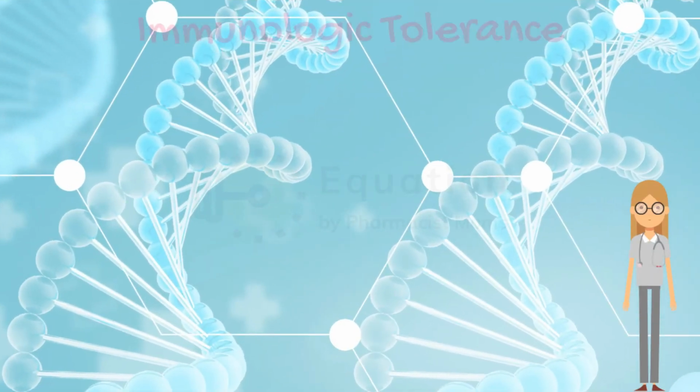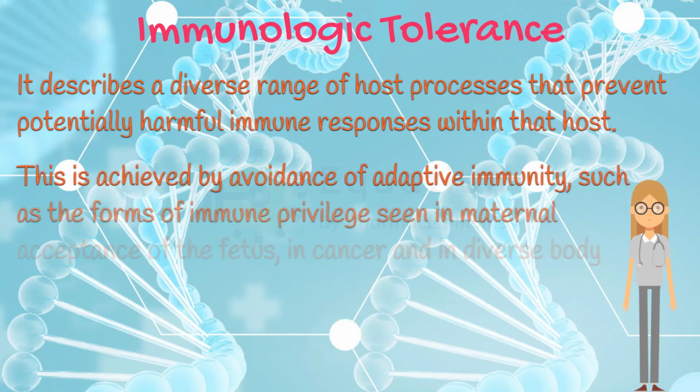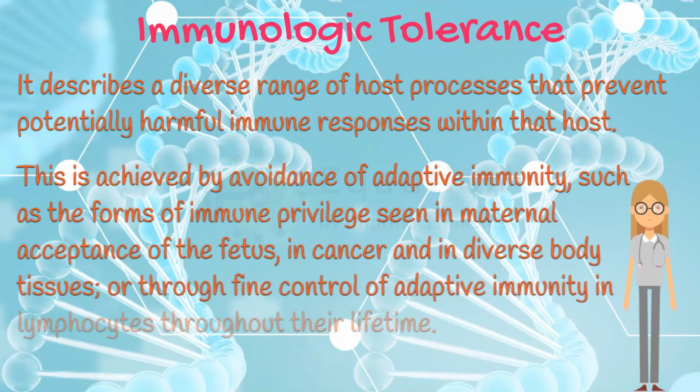Upcoming is Immunologic Tolerance. Immunological tolerance describes a diverse range of host processes that prevent potentially harmful immune responses within that host. This is achieved by avoidance of adaptive immunity, such as the forms of immune privilege, seen in maternal acceptance of the fetus, in cancer, and in diverse body tissues, or through fine control of adaptive immunity, in lymphocytes, throughout their lifetime.